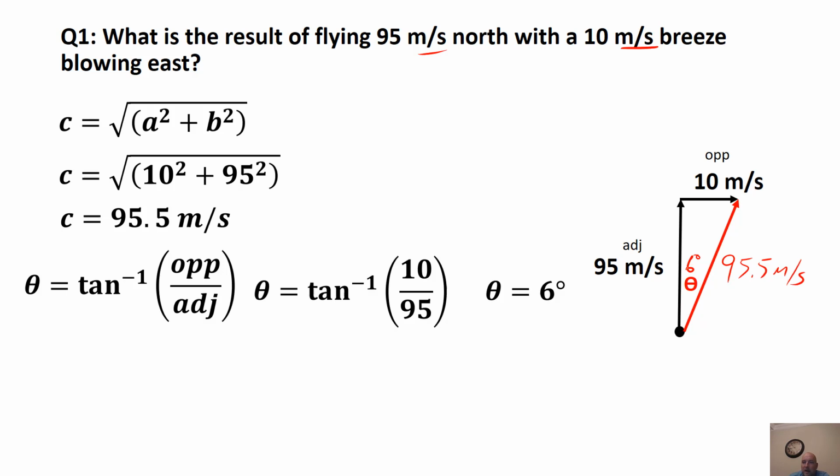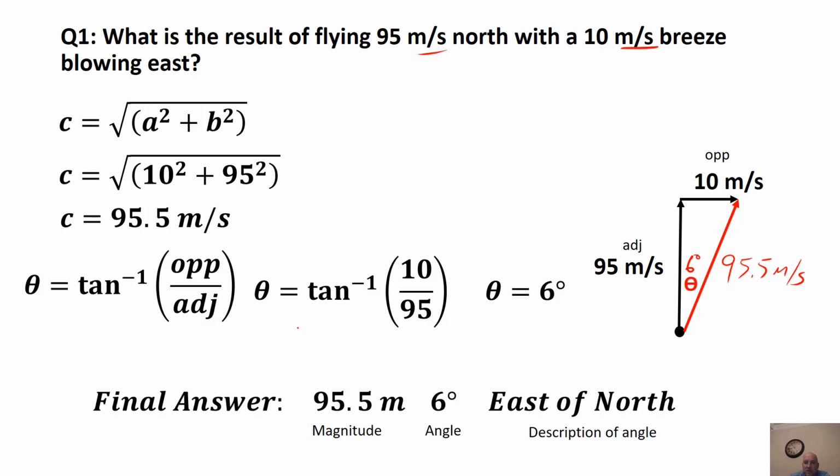Now we have to describe what is this direction, and it's going to be east of north. And just like I said before, origin dot, north is coming out of that origin dot. That's going to be the baseline, and you're going to go to the east by this 6 degrees. So you're going to go east of north by 6 degrees. And your answer should have a magnitude, 95.5 meters. You can round it. If you had 96, that'd be fine. 6 degrees east of north would be your final answer.